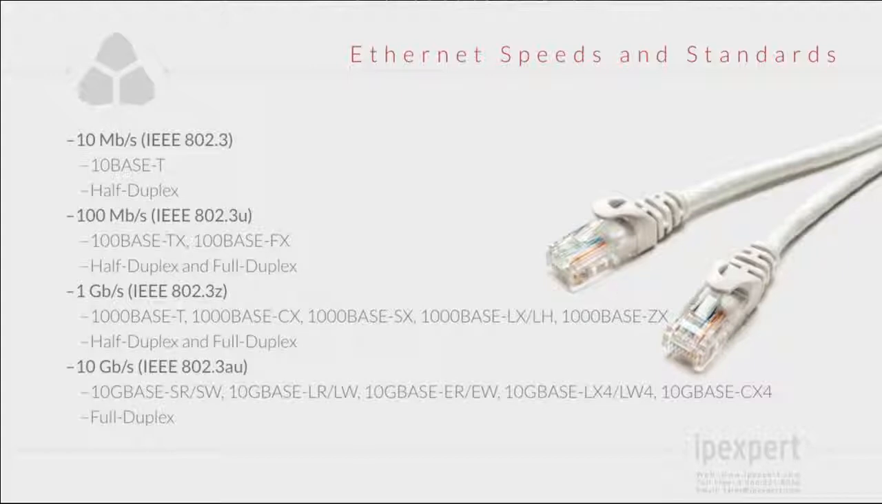10 gigabits per second, 802.3ae, comes in an even wider variety of standards. We have 10GBASE-SR, SW, we have 10GBASE-LR or LW, we have 10GBASE-ER, EW, 10GBASE-LX4, LW, and so on. The real point about 10 gigabit per second Ethernet is that it is full duplex. There is no half duplex there.